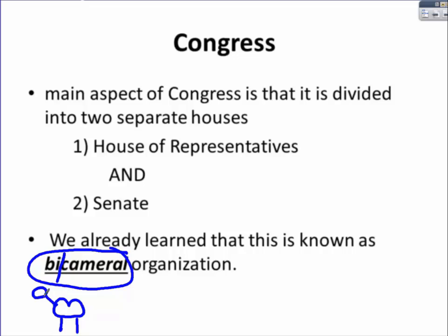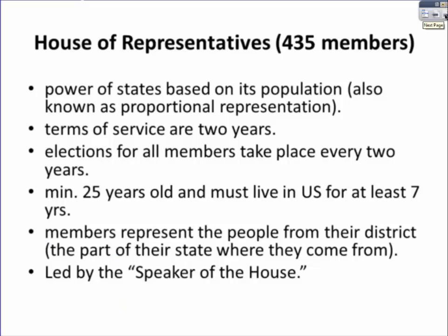So, bicameral organization is our modern system. The House and the Senate. The House of Representatives has 435 members, and those members fluctuate based on population. This is known as proportional representation. Terms of service are 2 years. That means that elections for every single member take place every 2 years. You must be a minimum of 25 years old and have lived in the United States for at least 7 years. Members represent the people from their district, which is the part of a state where they come from. In some cases, this could be an entire state. For example, Wyoming only has one member of the House of Representatives.